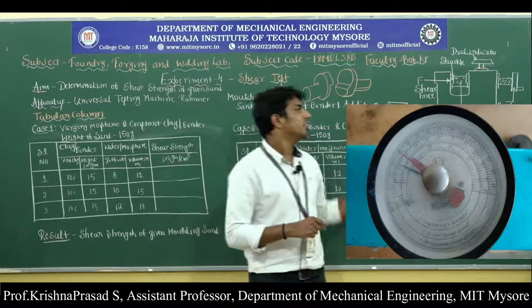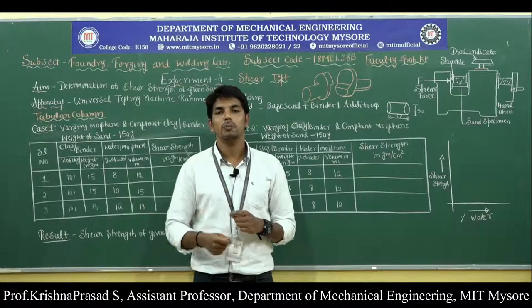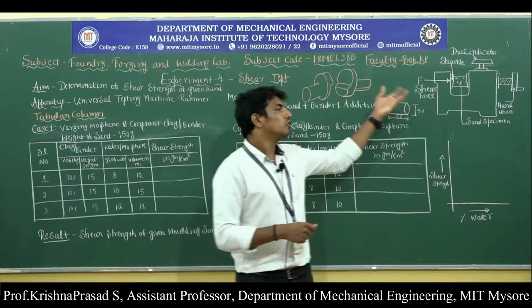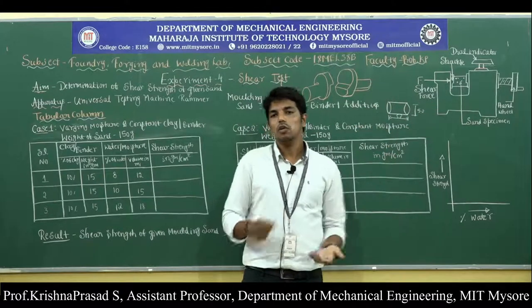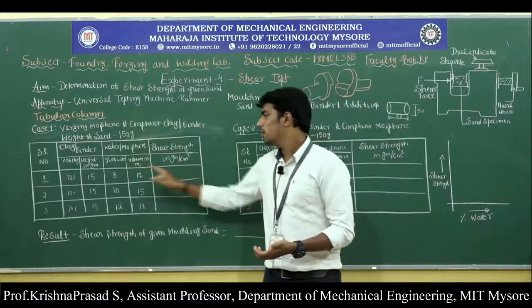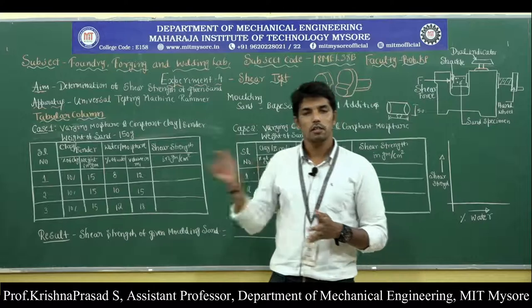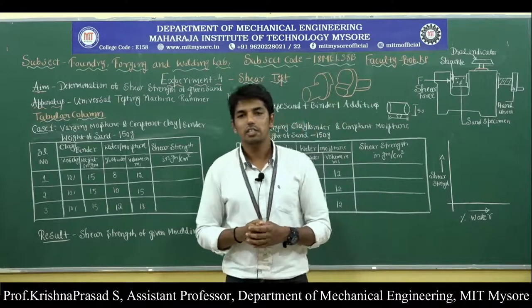After that, apply the shear force with the help of the hand wheel until the specimen breaks. Then note down the reading in the dial indicator and write it in the shear strength table according to the percentage of clay and binder. So this is the procedure for conducting the shear strength test of the specimen.